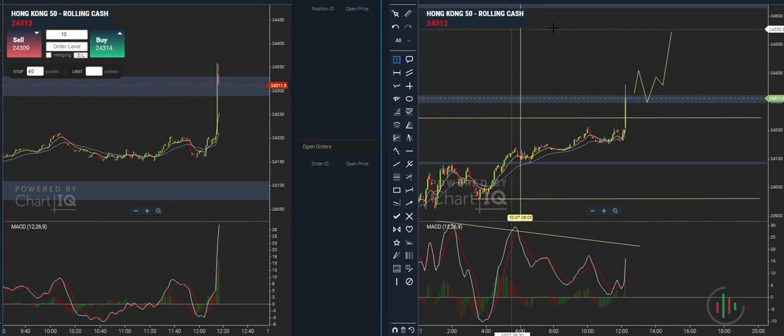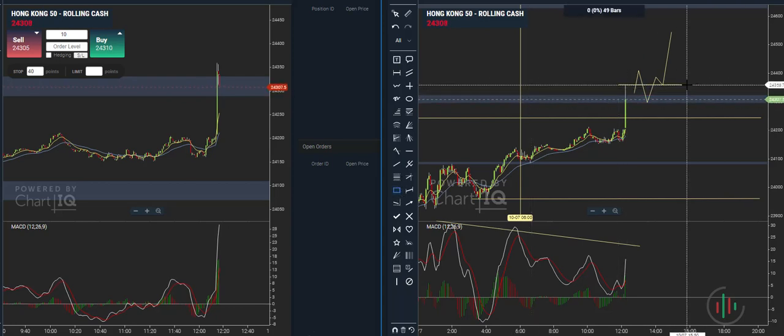So for now, we'll just keep an eye on the 5 minute essentially. So at the moment, we've just got that high in play.